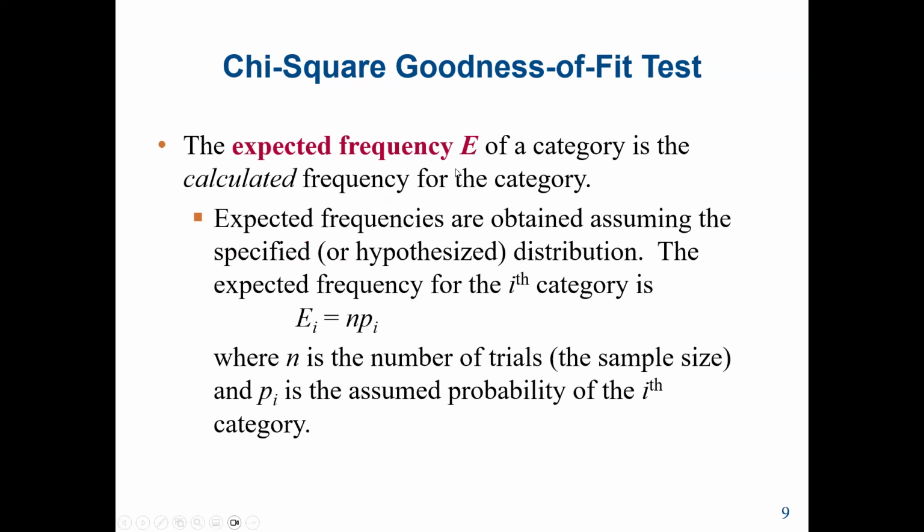Then the expected frequency E of a category is the calculated frequency for the category. Normally the formula will be np or npi. Expected frequencies are obtained assuming the specified or hypothesized distribution. So the expected frequency for the ith category is Ei equal to n times pi, where n is always the number of trials, and p is the assumed probability of the ith category.